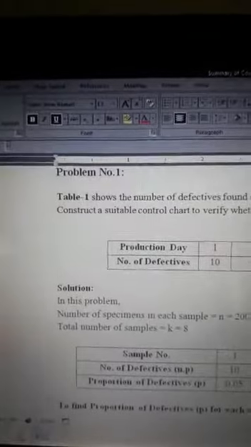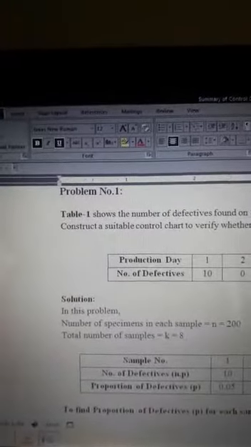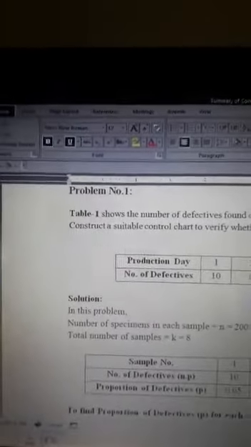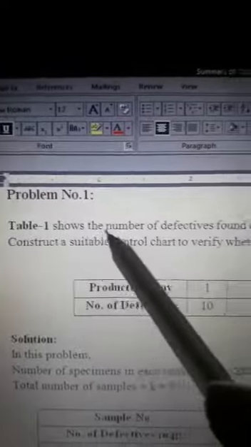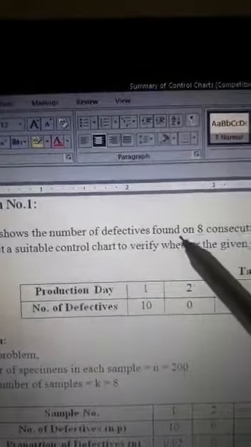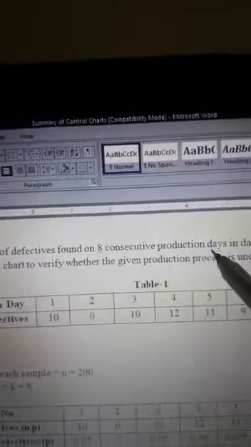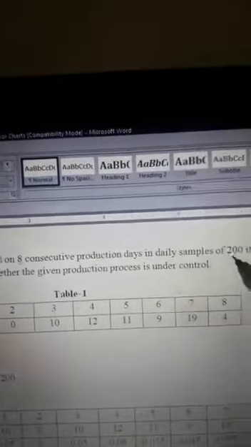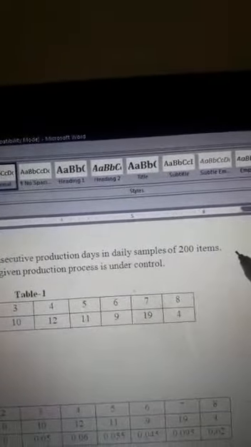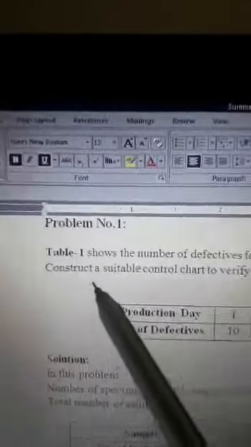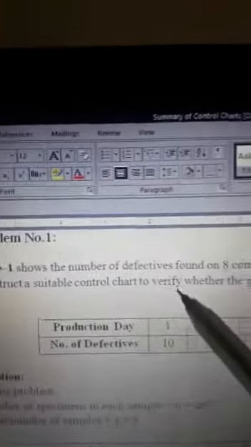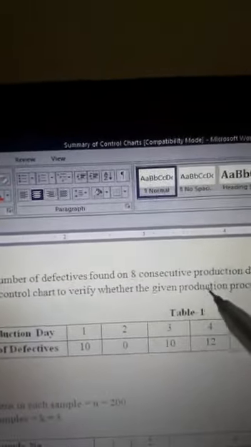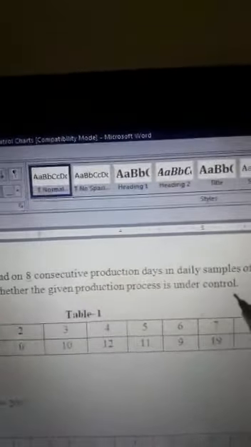Now let us consider one example. Let us discuss the application of P chart through an example. Table 1 shows the number of defectives found on 8 consecutive production days in daily samples of 200 items. You have been asked to construct a suitable control chart to verify whether the given production process is under control or not.